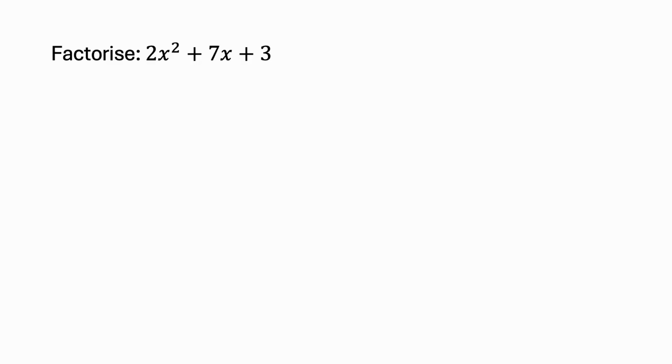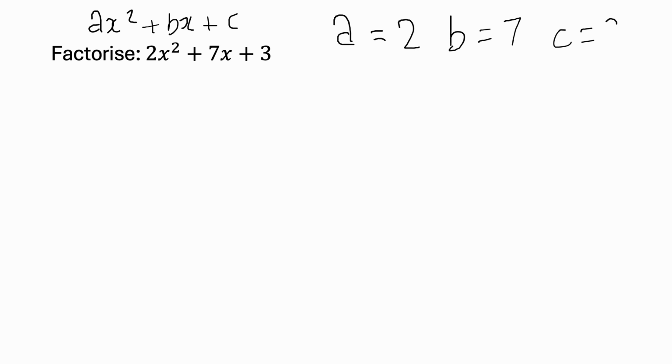Okay, so we have this one here. Factorise 2x squared plus 7x plus 3. So in this instance, if we write ax squared plus bx plus c, where a, b, and c are numbers, our a is 2, our b is 7, and our c is 3. So what we do first is we do a times c. So 2 times 3 is 6.